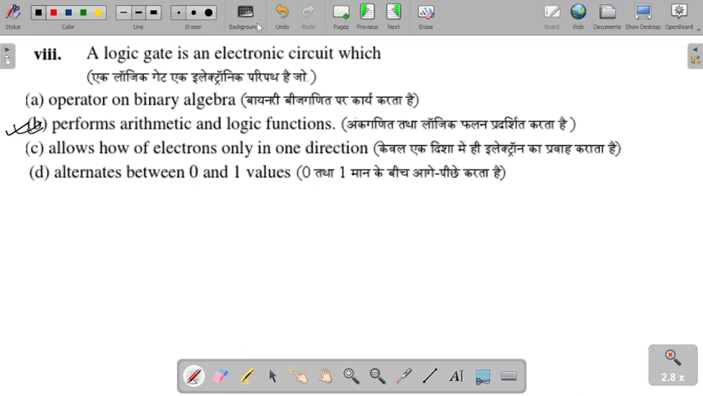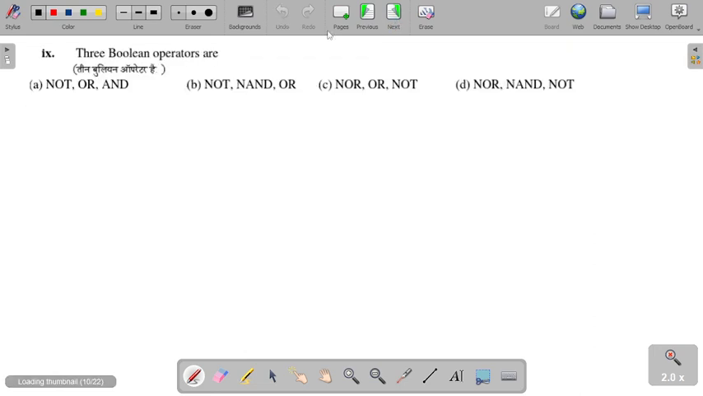Three Boolean operators are. So three Boolean operators will be AND, OR, NOT. Not and nor, no. Not and or, no. Nor or not, no. Nor and not, no. So the right answer for this question will be AND, OR, NOT, that is option A.